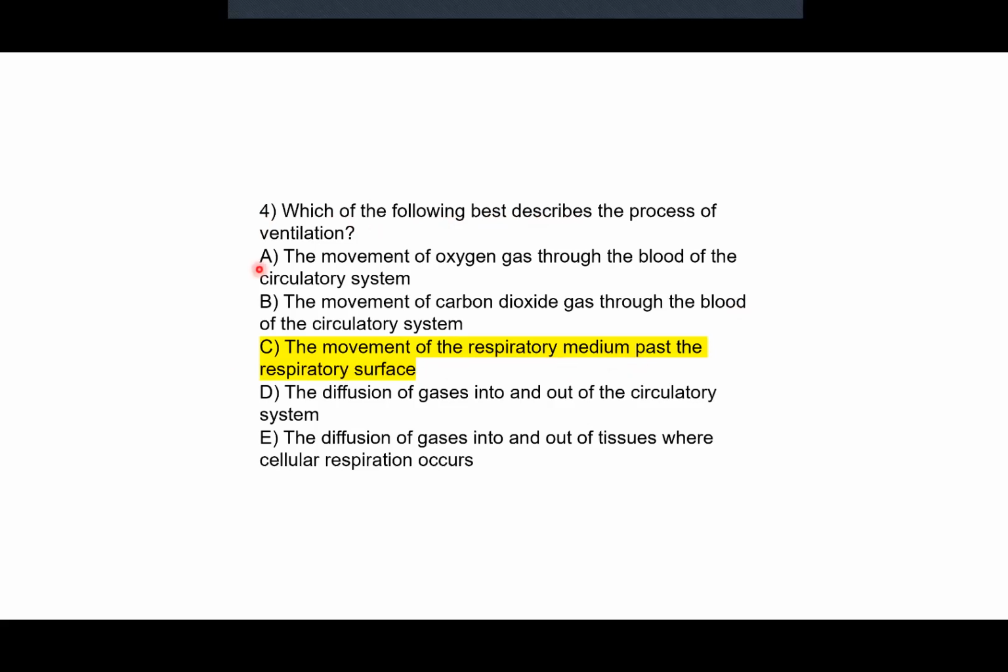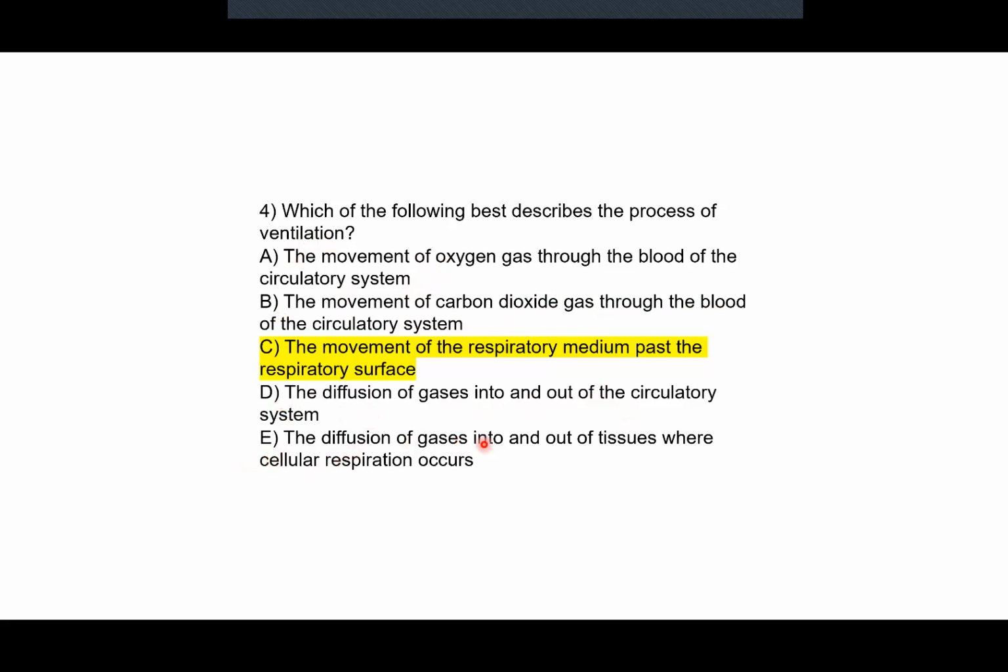So if we want to try eliminating answers, let's look at A. This is the movement of oxygen gas through the blood of the circulatory system. Well, I just said it was circulation because ventilation, we're not to the blood yet. Then B, the movement of carbon dioxide gas through the blood of the circulatory system. Again, we're not to blood yet. D, the diffusion of gases into and out of the circulatory system. We're not really talking about circulation again, because it's asking about ventilation.